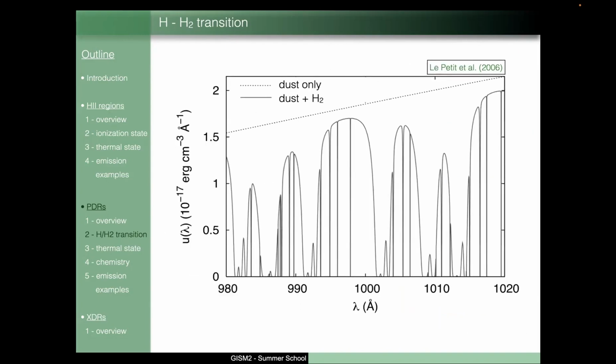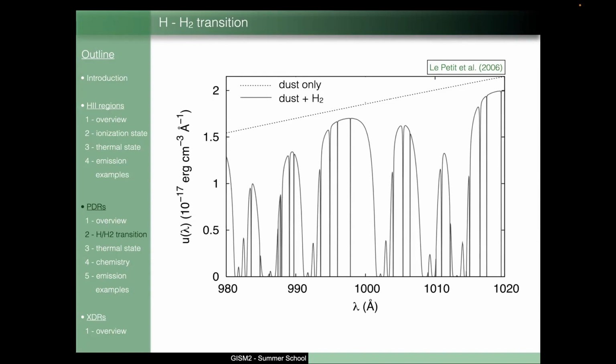This is a result of the Meudon PDR code obtained by Franck Lepetit in 2006. And this basically shows that for this specific model that he was studying at the time, the absorption of photons responsible for the dissociation of H2 is dominated by the self-shielding.